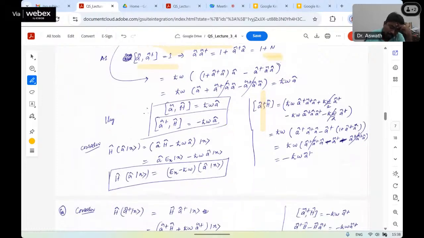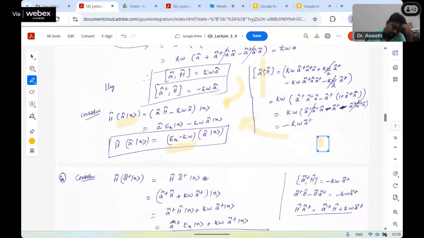Not only that, using those two relations, I can show that if I construct a new quantum state by acting the operator A on the state n, that can be a potential eigenvector of H, with what eigenvalue? An eigenvalue which is reduced by ħω. How did I get that? Using whatever relations I have obtained from there.